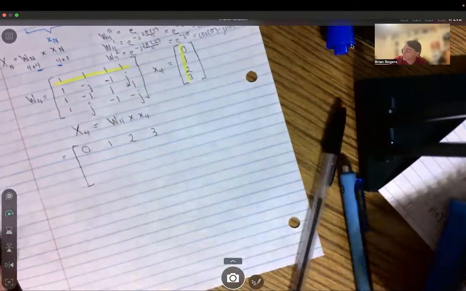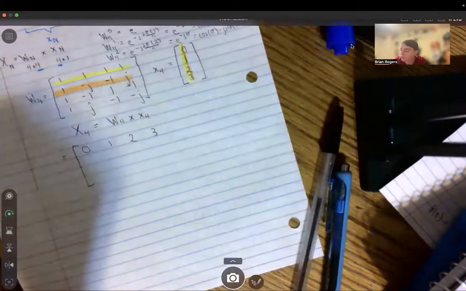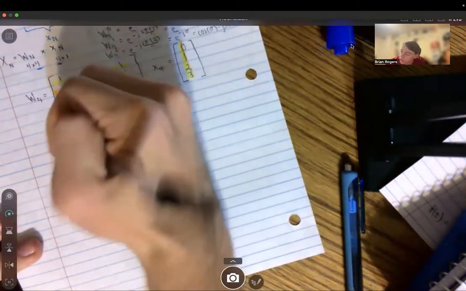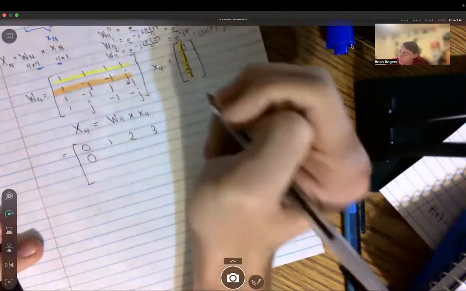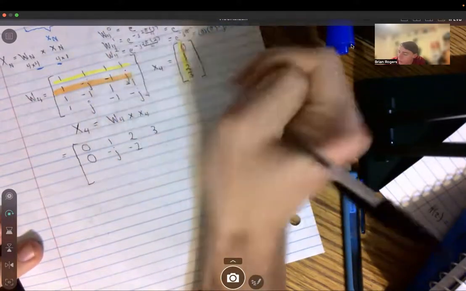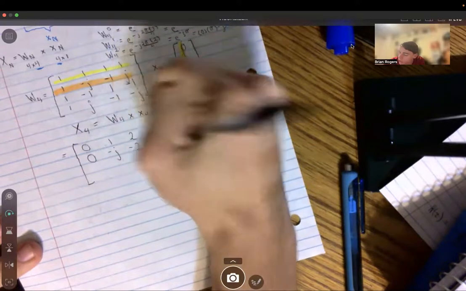Then for the next row, you're going to get the following. When you go to this one, you multiply by that column. So you get 0 times 1 is 0. Then negative j times 1 is negative j. Negative 1 times 2 is negative 2. You get j times 3, so you get j3.